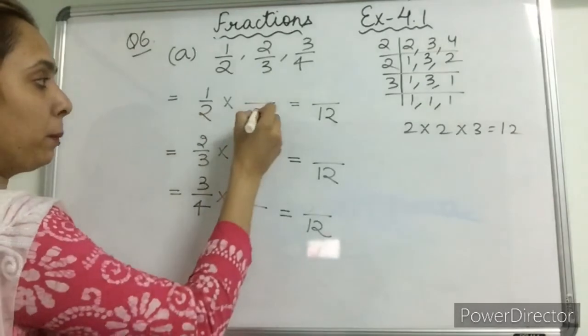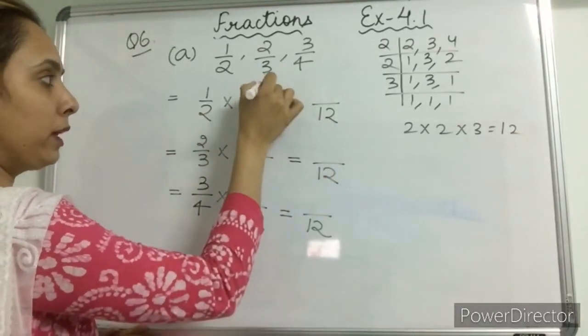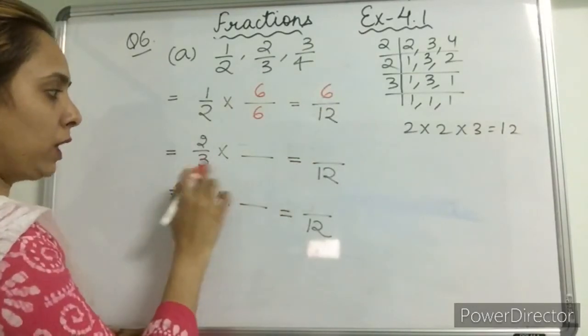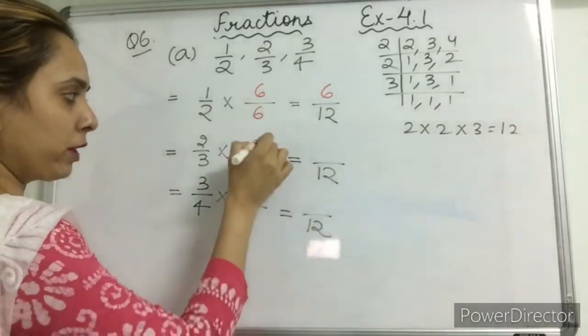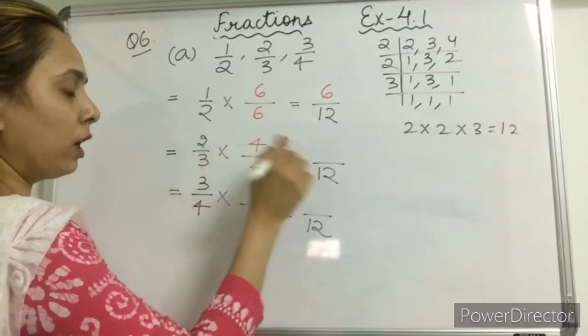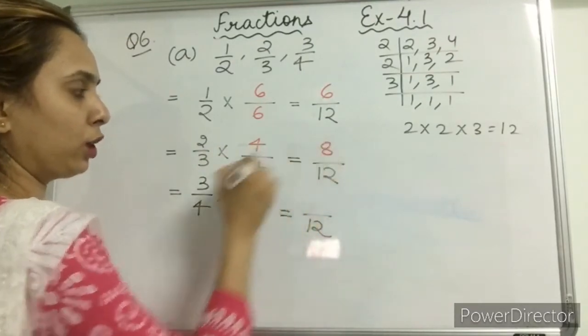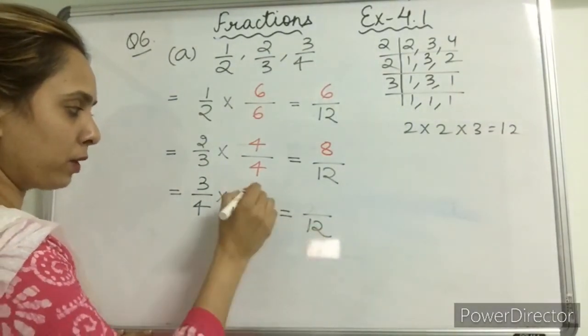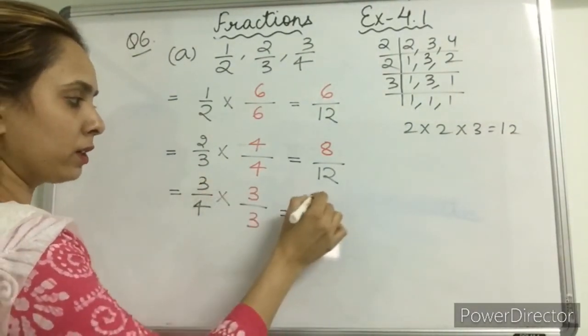2 will be multiplied by 6 to get 12. So automatically here also we will have 6. So 1 6 is 6. 3 will be multiplied by 4 to get 12. So here also we will write 4 and we will get the numerator as 8. So this 4 will be multiplied by 3 to get 12. So here also we will get 3 and 3 3s are 9.